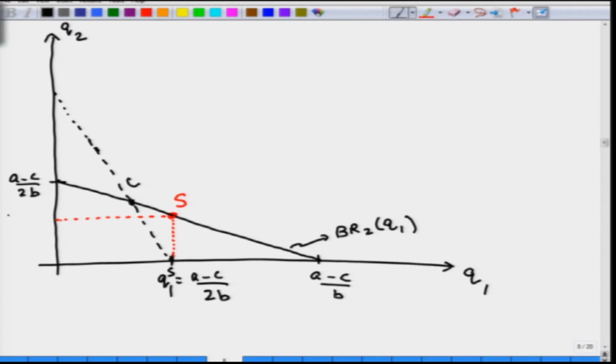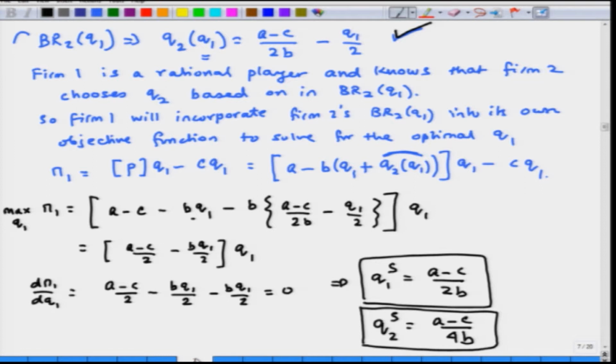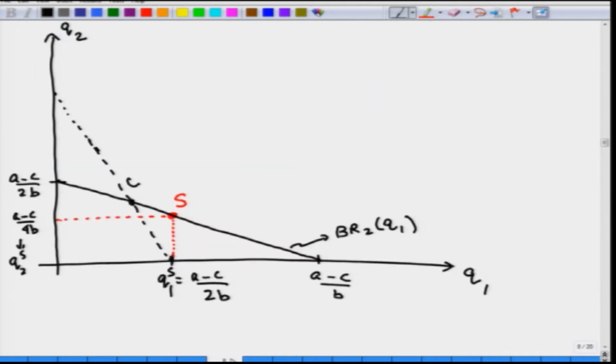So, firm 2's Stackelberg output is (A − C) divided by 4B, and we know that the Cournot output is (A − C) divided by 3B. So, firm 1, which is the leader, produces more than the Cournot output, (A − C) divided by 3B, and firm 2, which is the follower, produces less than the Cournot output, (A − C) divided by 3B, which are statements that we had earlier written as well.